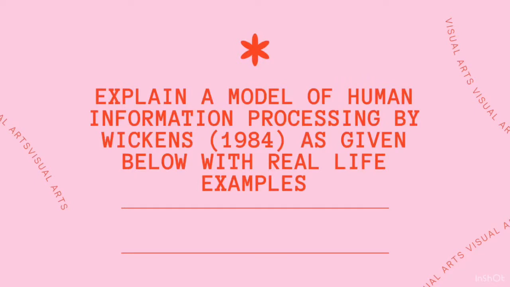The second topic is: explain a model of human information processing by Wickens, 1984, as given below, with a real-life example. The information processing model is one method that can be used to consider how learning takes place.